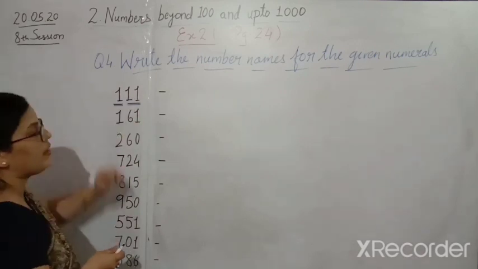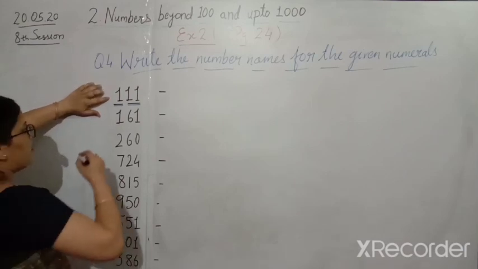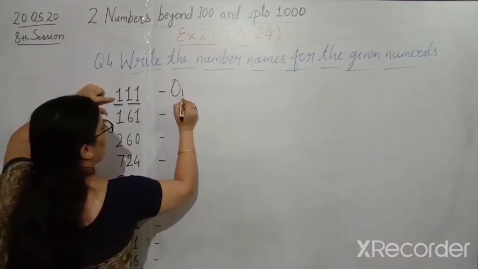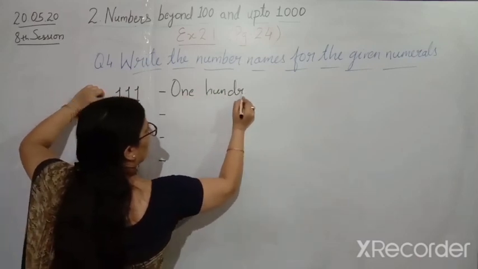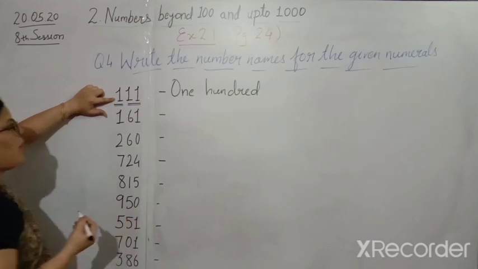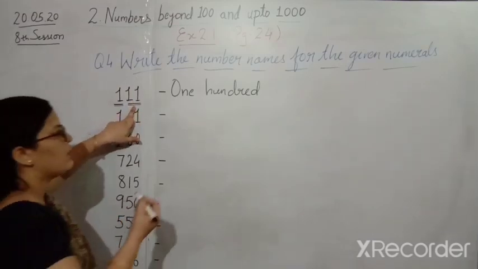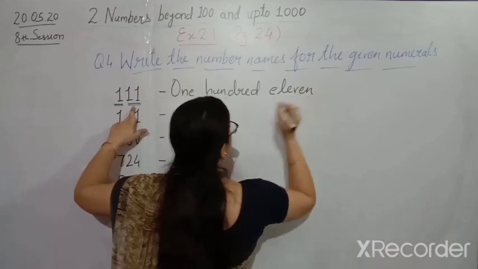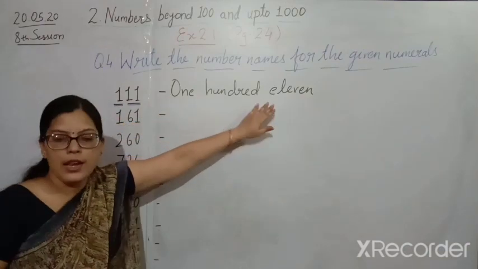This is 111. Since 1 is at the hundreds place, we'll write 100. What is the second part? 11. So here we'll write 11. So the number name of 111 is one hundred eleven.